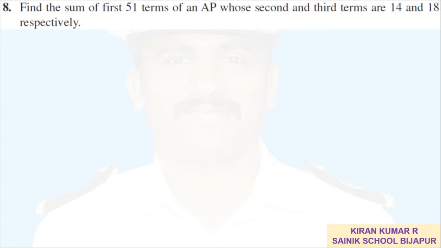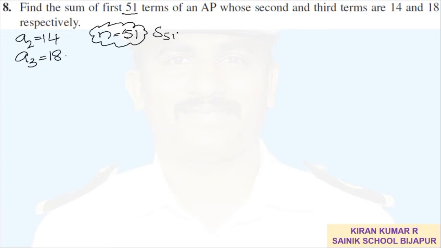Question 8 is to find the sum of first 51 terms of an arithmetic progression whose second and third terms are 14 and 18 respectively. The second term given is 14, the third term given is 18, and the value of n is given as 51. We have to find the sum of 51 terms.